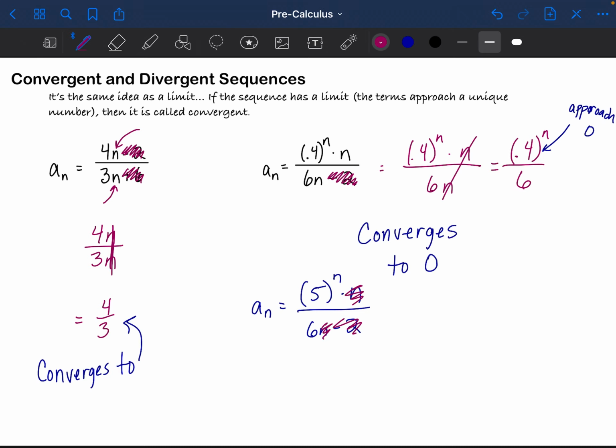Well, 5 to any power, well, if that power gets bigger, that's going to get huge in the numerator. So this is going to get to infinity, right? This is just going to shoot off and keep increasing and increasing. So we would say that this one diverges. Yeah, I spelled that right. Because it doesn't approach a single value.